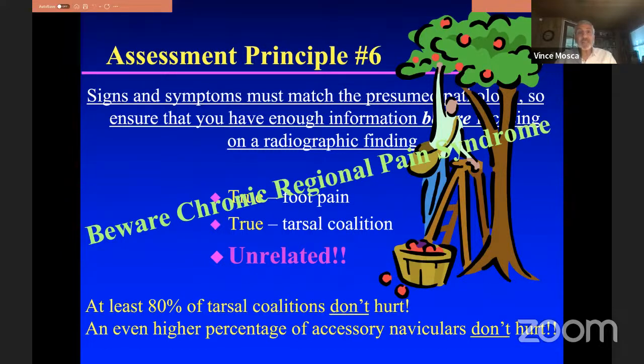But if you recognize that the pain that's being described is so unlike the pain you would expect from a bunion or a tarsal coalition or a flat foot deformity, that the pain doesn't match what you see clinically and radiographically, you send them to the pain clinic, and the pain clinic cures them. If you operate on them, you make them worse.